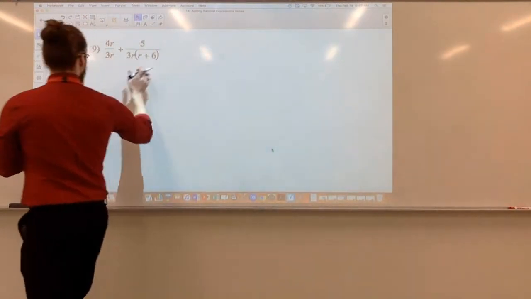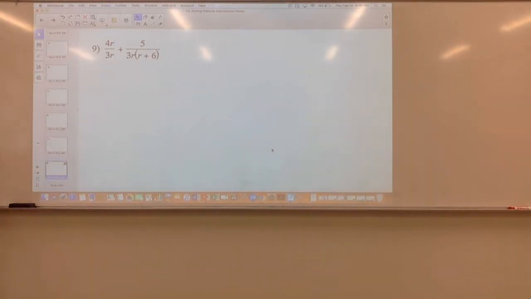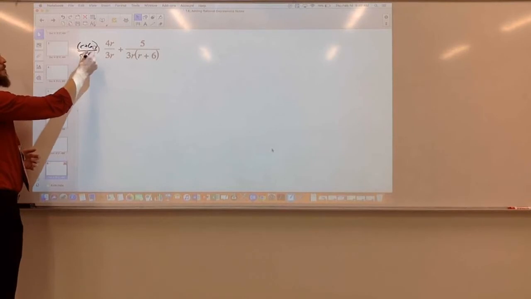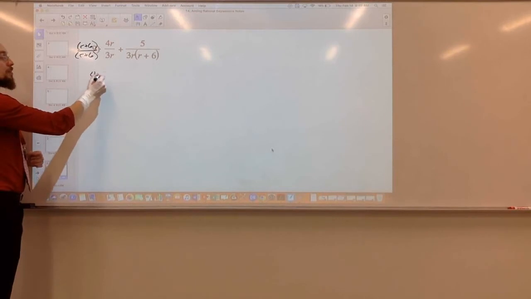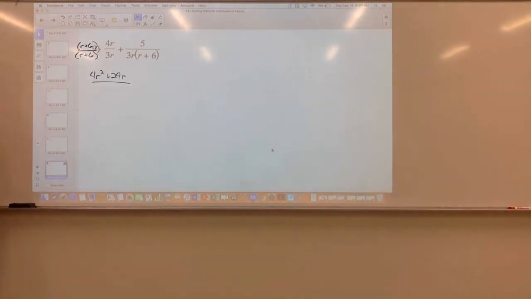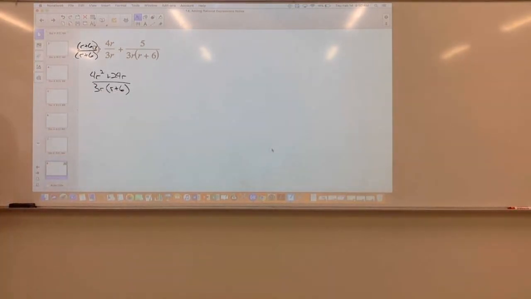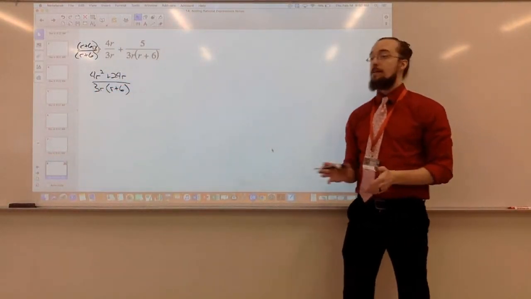The only thing that I'm missing here is an r plus 6 over here. So what I could do is multiply the top and the bottom by r plus 6, and then I would get my common denominators. So 4r times r would be 4r squared, and 4r times 6 would be 24r. Over, and again, we can just leave the denominator factored. So I'll just leave this as 3r times r plus 6. You can multiply out the denominator. You could write it as 3r squared plus 18r, that's fine. But you don't have to.